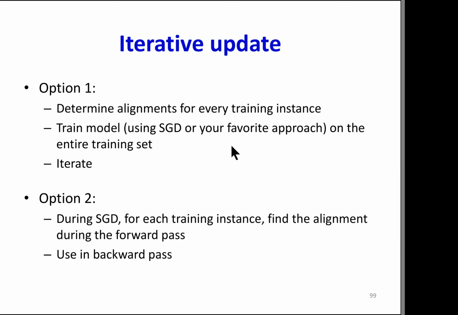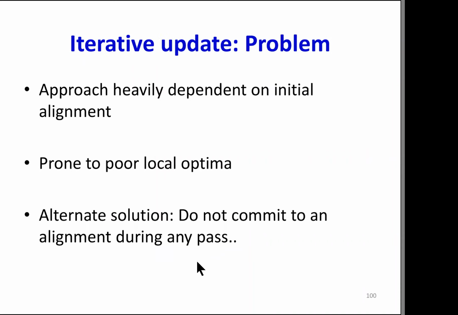And so again, you could determine the alignments for every training instance and train the model, which is very kind of foolish, or better, during SGD or mini batch descent, you basically align the instances in the mini batch and then use those alignments to update the model, and then use the updated model on the next mini batch.